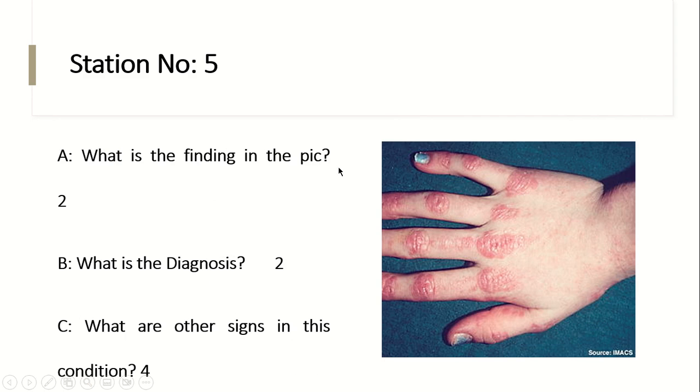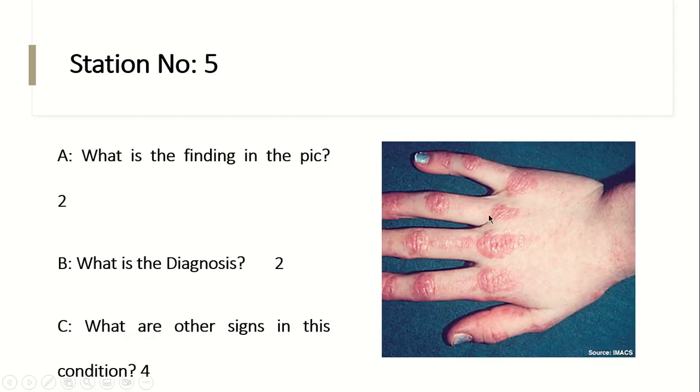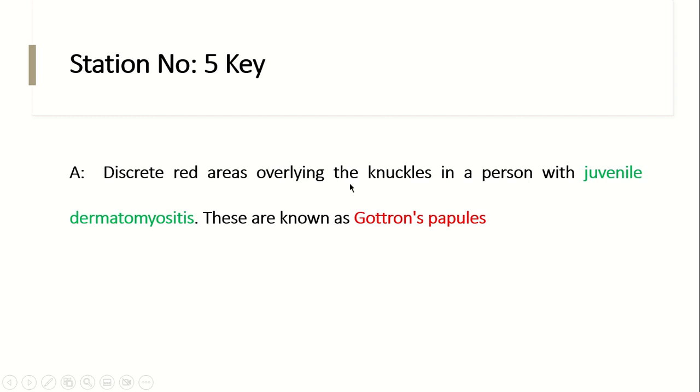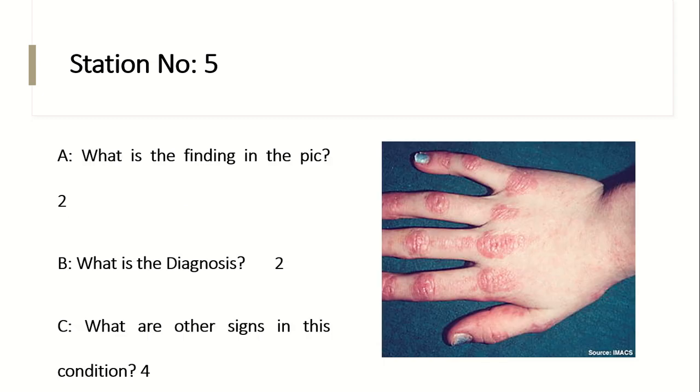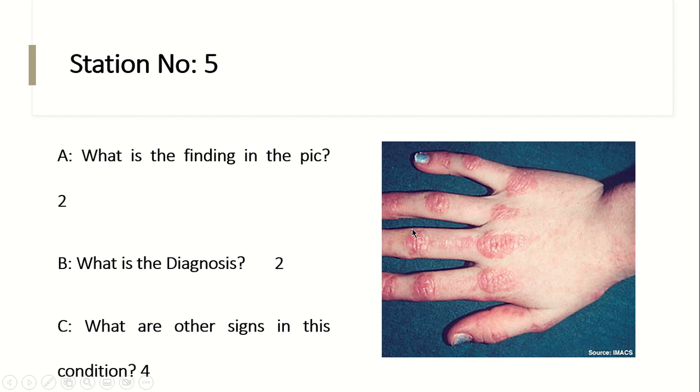So the fifth station is a picture station. Given a picture, what is the finding in this picture? What is the diagnosis of this condition? And what are other signs in these conditions? So according to the picture, these are discrete red areas overlying the knuckles in a person with juvenile dermatomyositis. So the condition is dermatomyositis, and these on the knuckles are Gottron's papules.